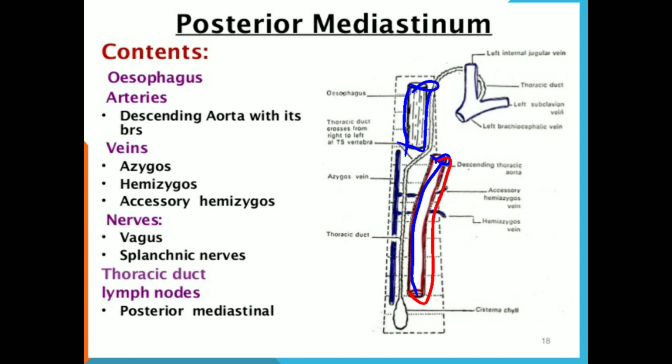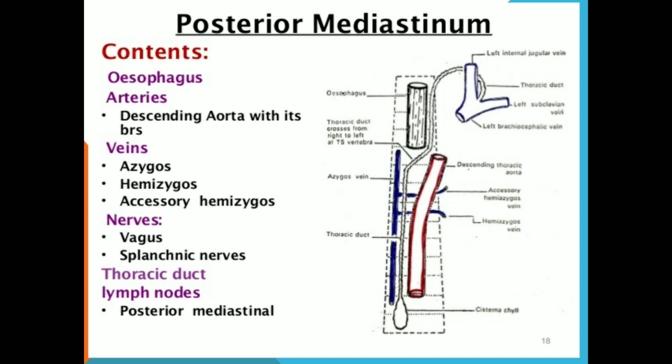Then the veins you see, this vein is called the azygos vein, and on this side it will come as the hemiazygos vein. Now the vagus, because vagus will supply almost all the organs, so remember like that. Then you can see this part which is going up, that is called the thoracic duct, and the lymph nodes are called posterior mediastinal lymph nodes. All these things you see in the posterior mediastinum. So practice this diagram also.